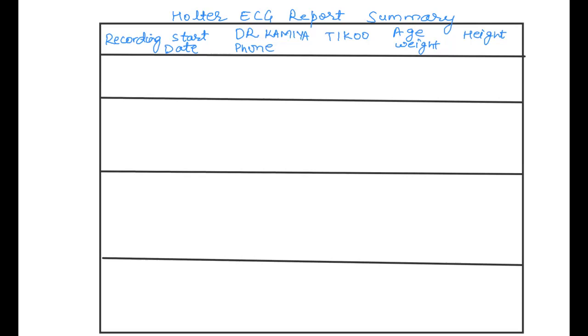Okay, next comes more details like address and all. Address of the person, doctor's name. And indications, like what were the problems when you went to the doctor, medications.